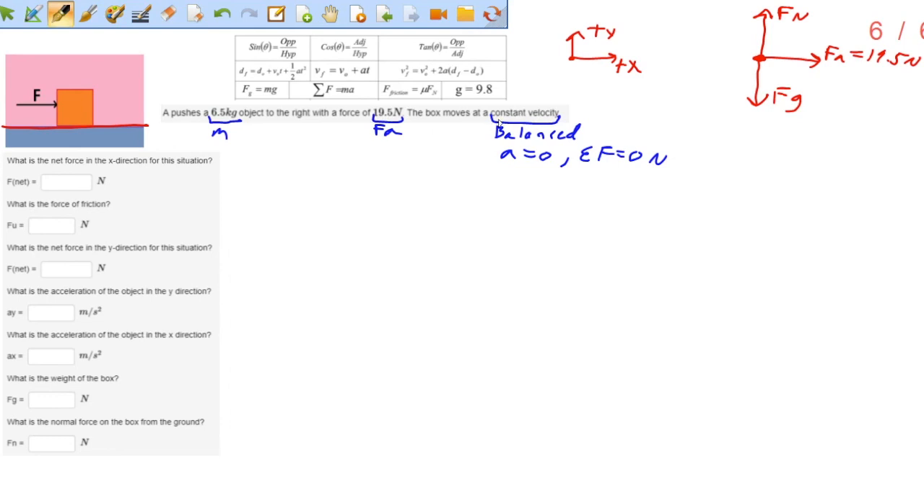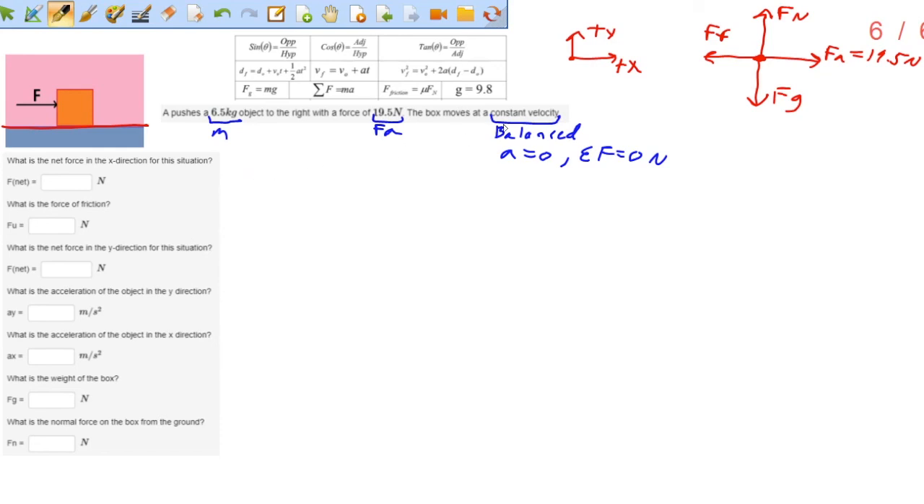We also know that there's a friction force coming back from it. And we know that it's moving at a constant velocity, so that means that our force friction should be the same size as our force applied. So now that we have our free body diagram drawn, we're going to go ahead and answer these questions over here. What is the net force in the x direction for this situation?